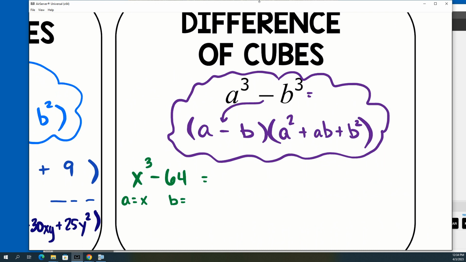Now the cube root of 64, does anybody know? It's 4. You can just type that in the calculator like we did with the other ones. Okay, and we'll do the small set and the big set, and we'll bring those over with the sign in the problem. Then we'll square the first one, change the sign, multiply them together, and square the second one.